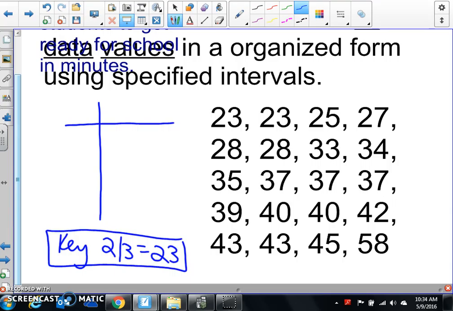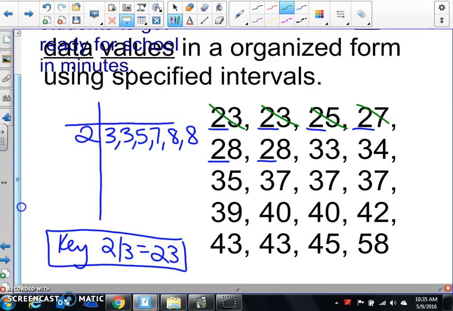Okay, so then I start with my first. Your stems are your tens. So my first stem is a 2. I've got 23, 23, 25, 27, 28, 28. Then I would go to my 30s. I've got 33, 34, 35, 37, 37, 37, and 39.